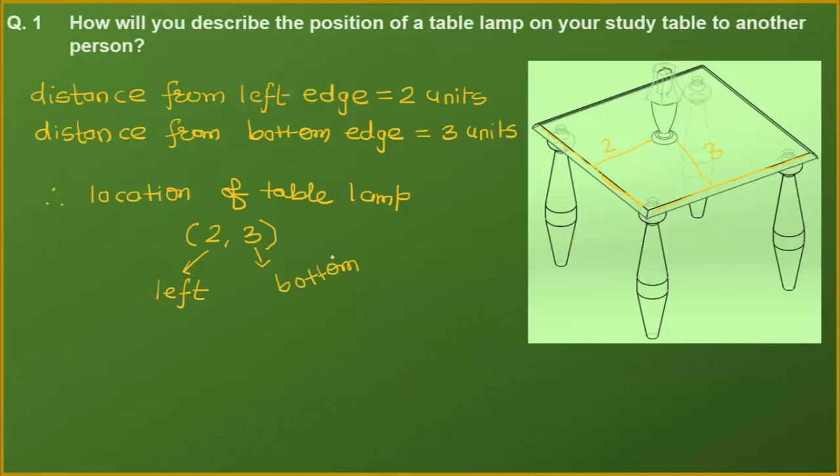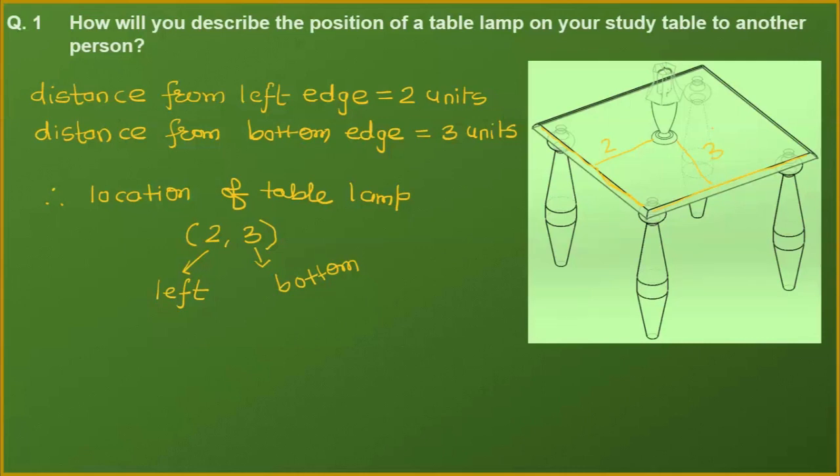Okay, so the horizontal distance will describe here the first coordinate, the first value, that is 2, and the vertical distance will describe the second coordinate or the second value. And when you compile both the values in this particular format, bracket 2 comma 3, then we can say that it is the location of your table lamp.